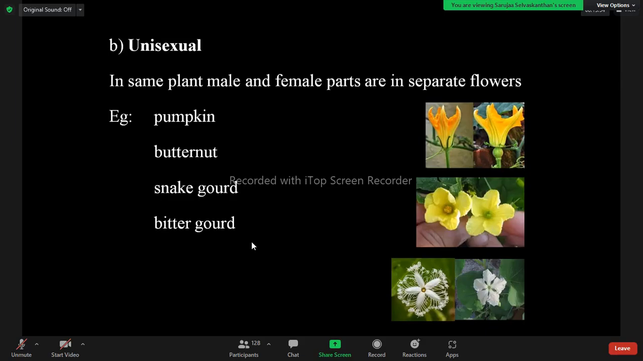Male flowers are there, female flowers are there, but in separate flowers. Same plant, but separate flowers. Remember it. Examples: pumpkin, butternut, snake gourd, bitter gourd.